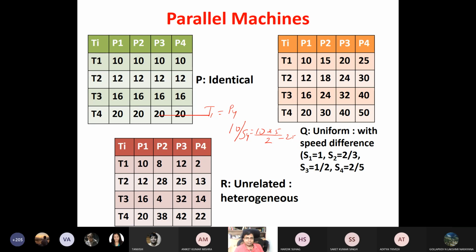Another one is unrelated, meaning there are no correlations. Identical means that for a given task, wherever you execute, the execution time is the same. Uniform means execution time depends upon the speed of the processor. The third one is completely unrelated, R, which is heterogeneous. All machines are of different types and configurations, so we cannot say how much time it will take. First one is homogeneous processors, second is homogeneous processors with different speeds, and the third is completely unrelated.